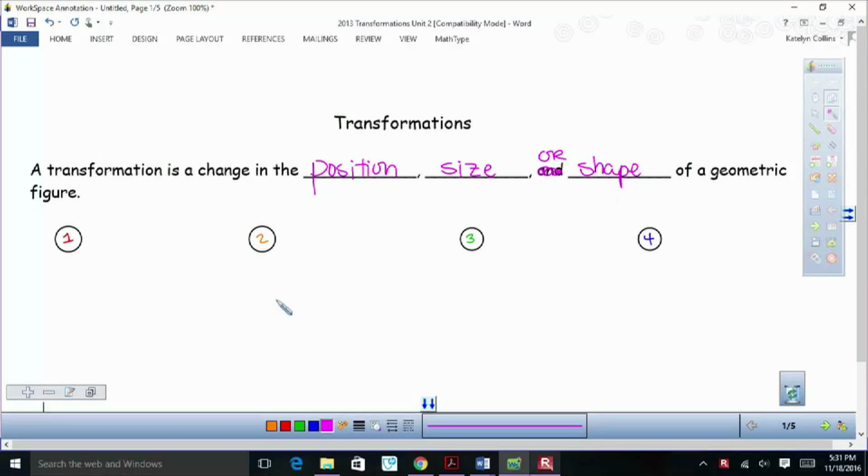Now, there are 4 types of transformations. The first one is a translation. The second type is a reflection. The third type is a rotation. And the fourth type of transformation is a dilation.